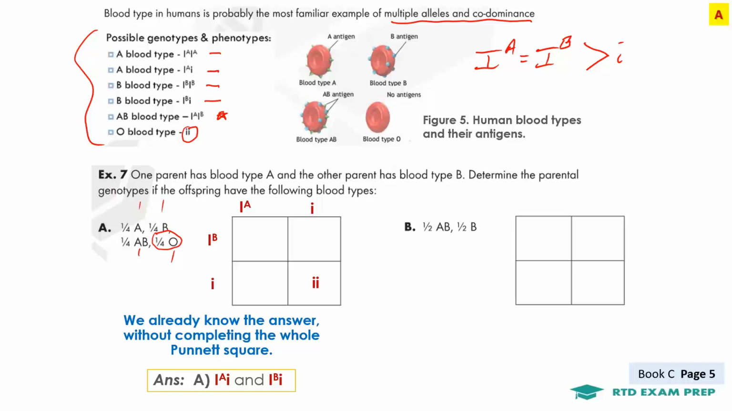In question B, it's only showing codominance and blood type B. So we set up our parents. One is blood type A, one is blood type B, and then we know that's going to produce our codominant, both A, B being expressed. But how do we only produce blood type B?